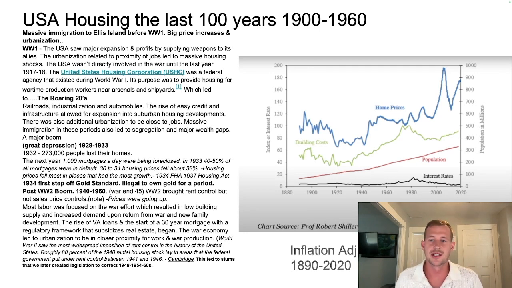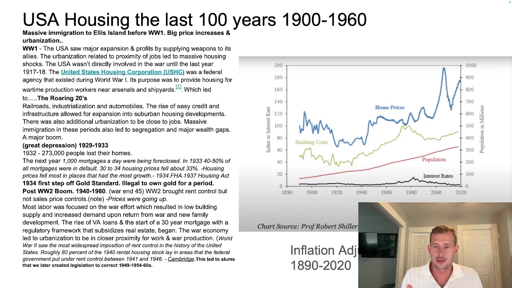So 1929 to 1933, I have in here, 1932, 273,000 people lost their homes. Remember, the population was a lot lower back then. And the next year, 1,000 mortgages a day were being foreclosed. In 1933, 40 to 50% of all mortgages were in default. 1930 to 1934, housing prices fell about 33%. Housing prices during this time fell the most in places that had the most growth, right?